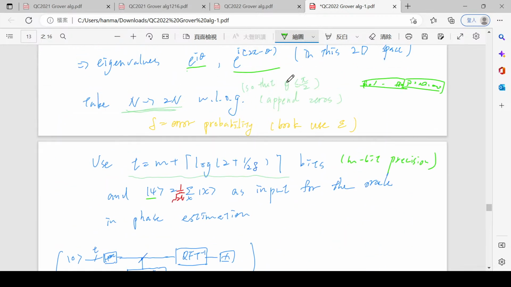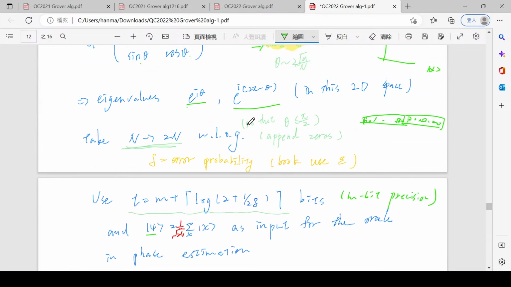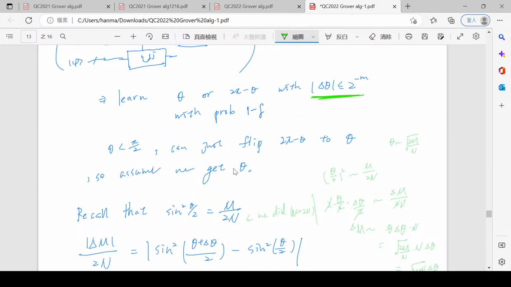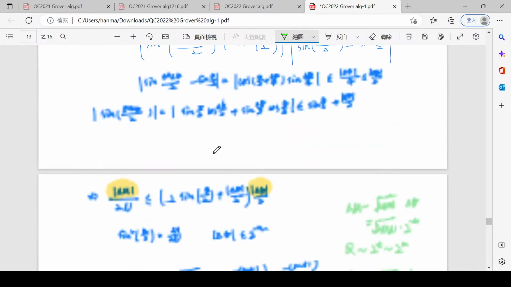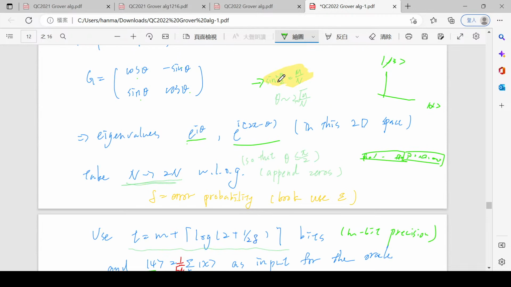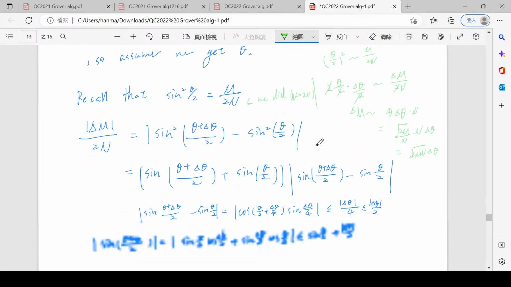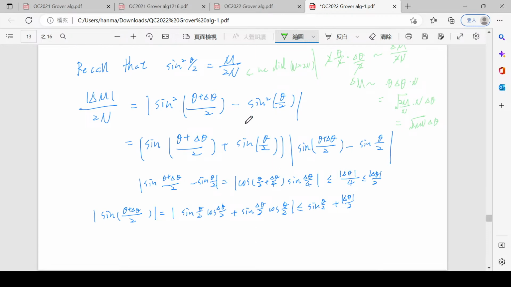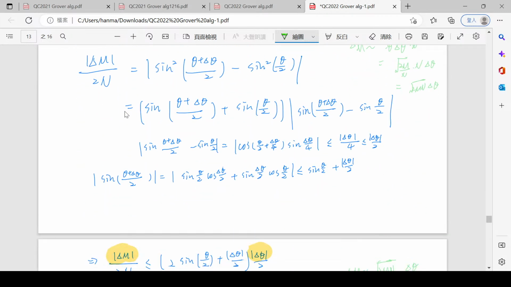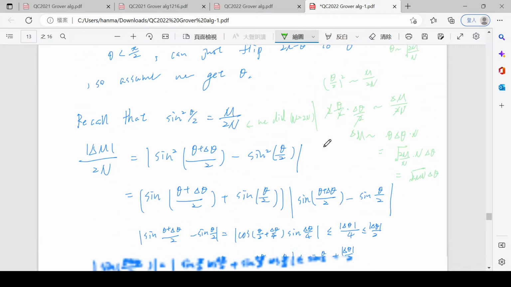And because we do this, now let's do the painful analysis of sin squared theta over 2 equal to m over n. So this is a bit more painful than usual. Usually, when you do this kind of thing, we are assuming that delta m can be kind of large. I'm not sure if the physics department will see this kind of thing a lot.